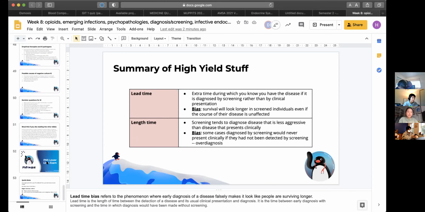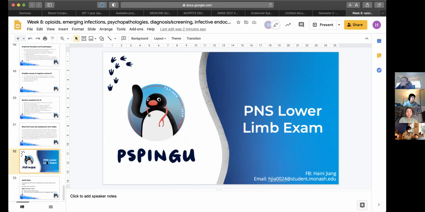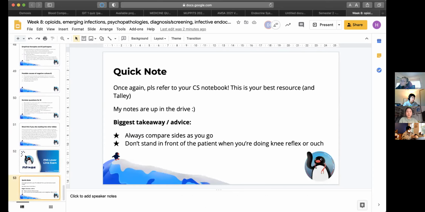And lastly, PNS lower limb exam. I think the main takeaway is just refer to your clinical skills notebook. They're quite good with actually putting everything that you need to do in a table, all of the key information. If you really want extra detail, please refer to Tally. Tally is a fantastic resource, except I think they don't actually have the neurological exam. Apparently the neurological exam in Tally isn't actually very good, but that's rumor.